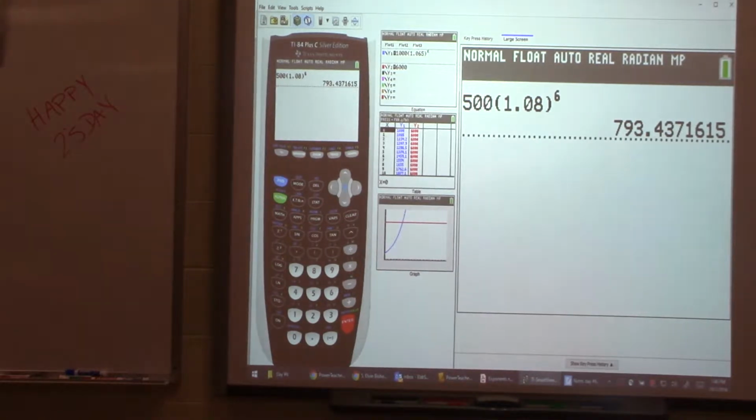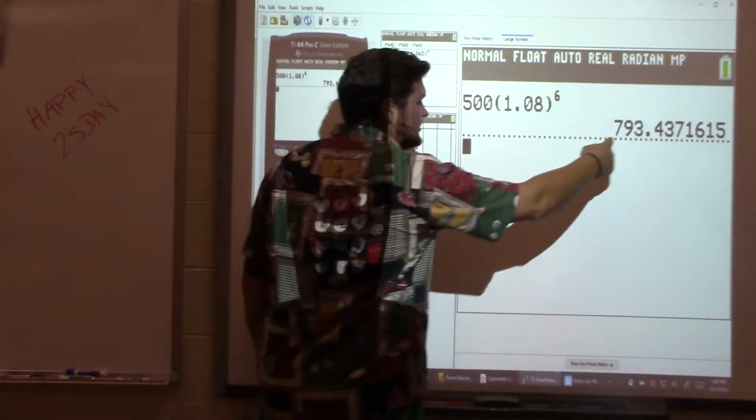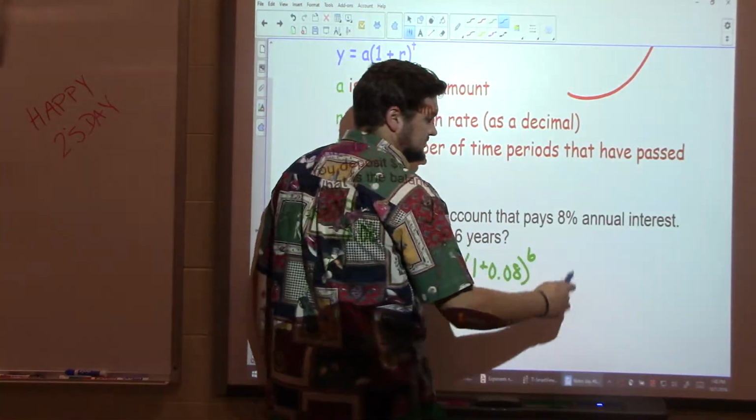Why the hundredths? Money. It's money, right? We're talking about cents. So $793.44. Woohoo.